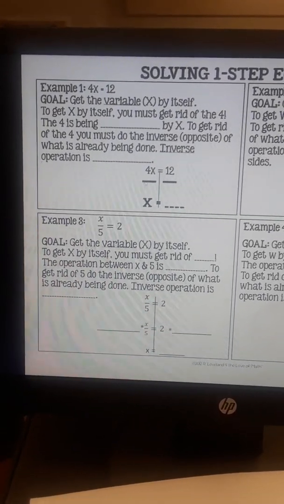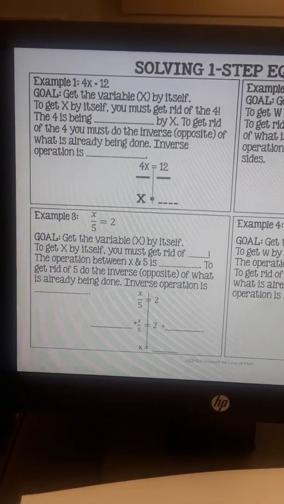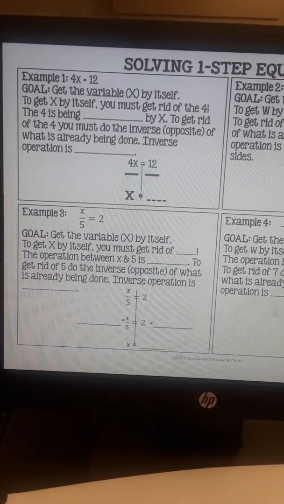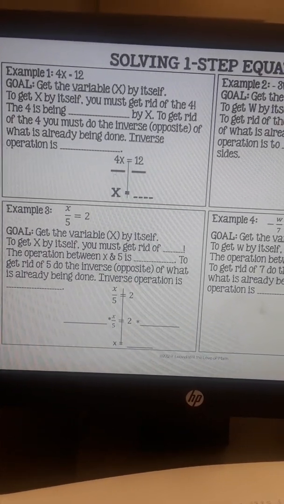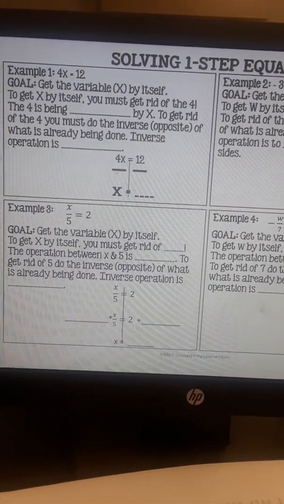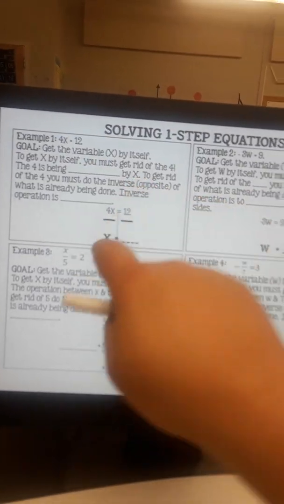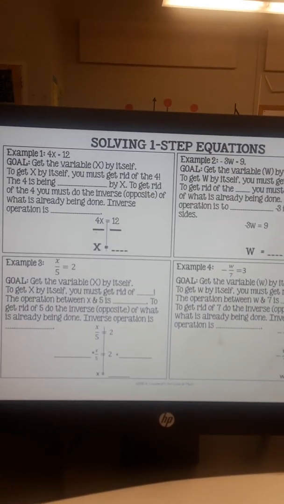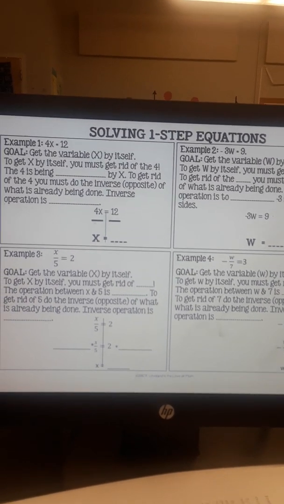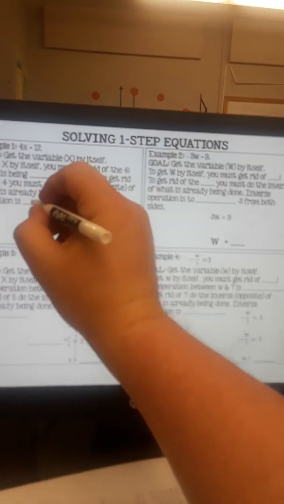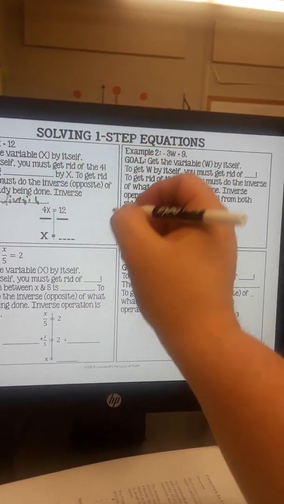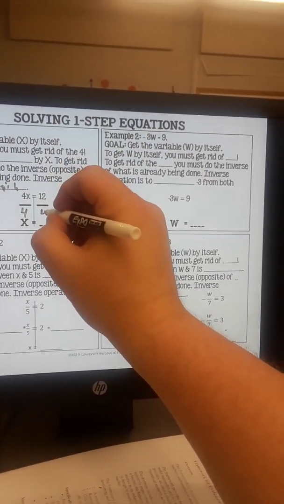So the idea here, we'll model this. You still got to get rid of that 4, but it's a little different with multiplication problems or division problems. So here's what we do. To get rid of the x, you must get rid of the 4 in a way, but not the same way. 4 is being what? Multiplied by x. So as you can see, to get rid of the 4, you must do the inverse operation or the opposite operation, which is to divide by 4. So the opposite is divide, or the opposite inverse operation is division. So what I'm going to do is divide both sides by 4.